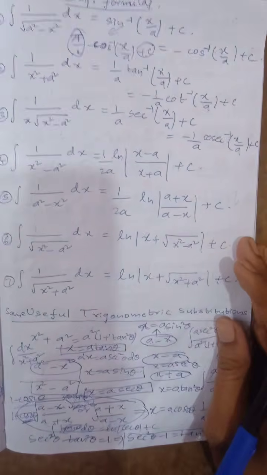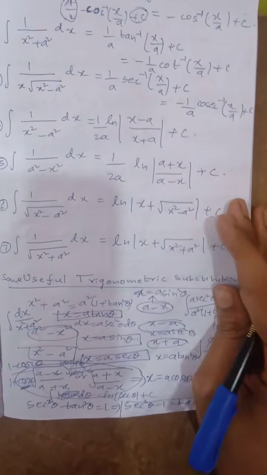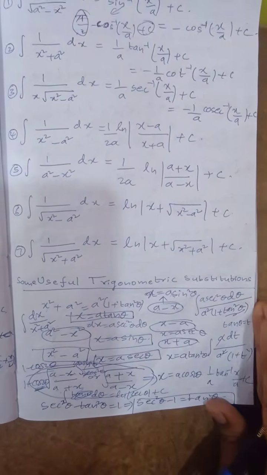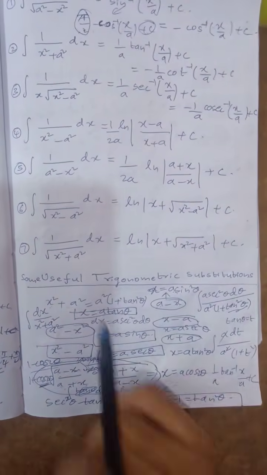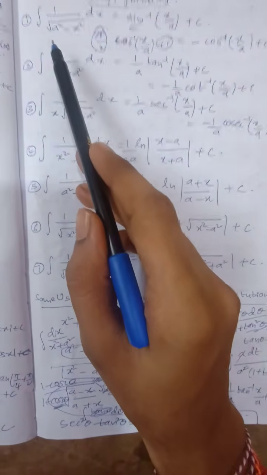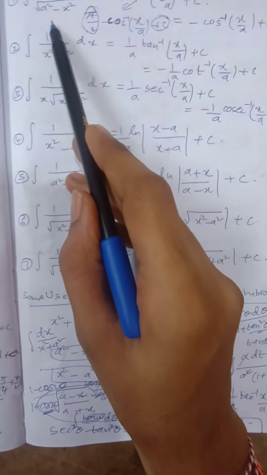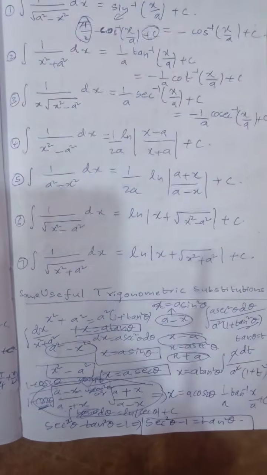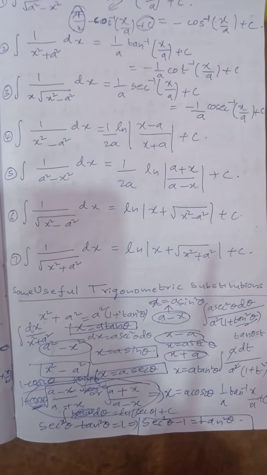Hi friends, in this video we will discuss some of the important formulas which will be helpful in solving integration problems and some useful trigonometric substitutions. So first of all, integration of 1 by root over a square minus x square, which is nothing but sine inverse of x by a plus c.